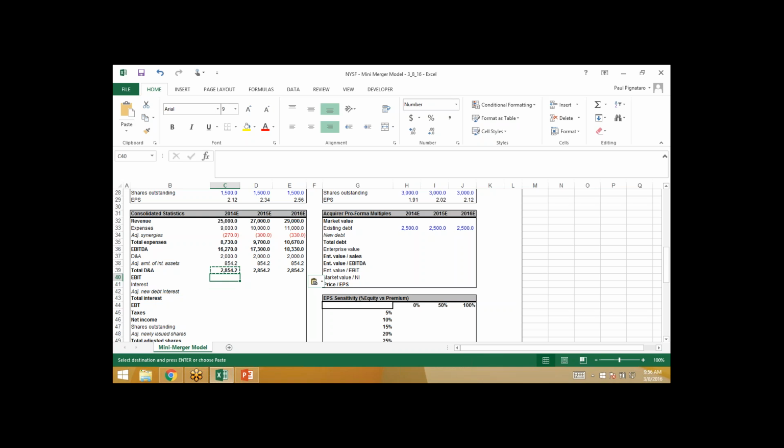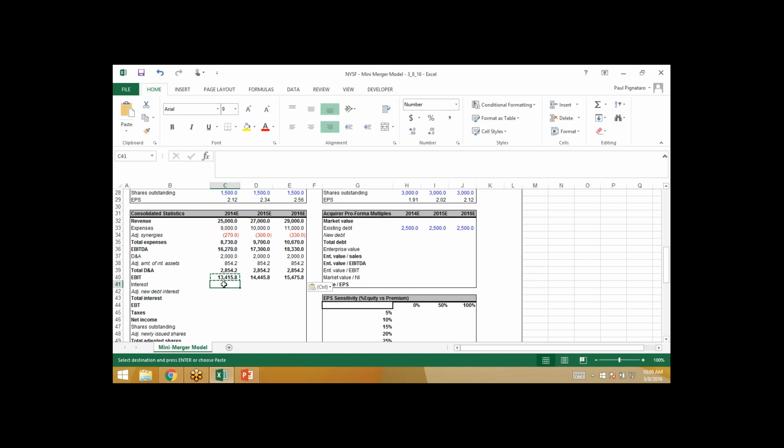Okay, EBIT is EBITDA minus DNA. And you should have 15,475.8. And actually, let's stop and take a break here. This is a good break point. Okay.